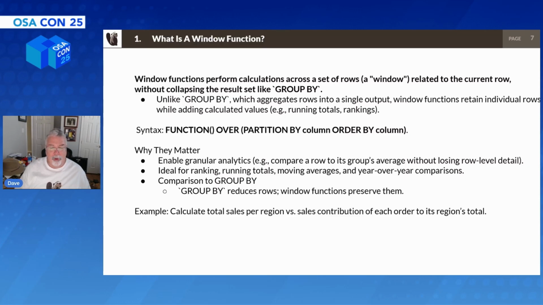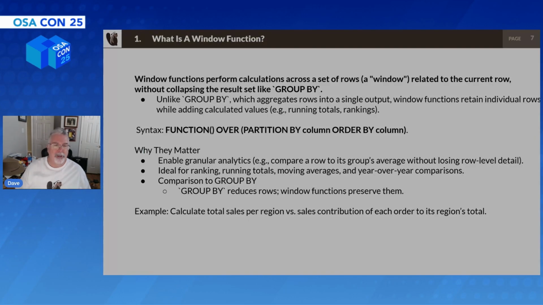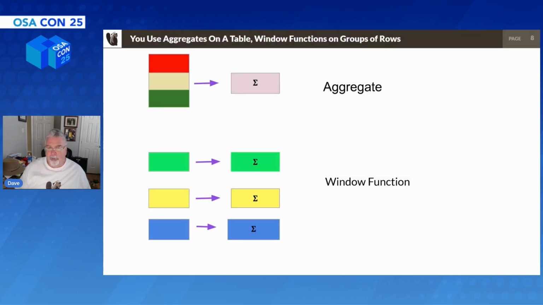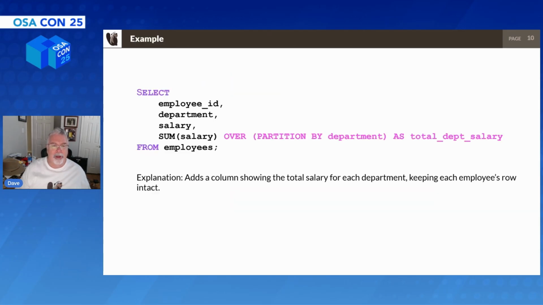Example: calculate the total sales per region versus calculating the sales contribution of each order to a region's total. It's a lot more fine-tuned. Visual representation: if you're using an aggregate function in SQL, you're going to have all these things grouped by and get a sum of all these. With a window function, you're going to get a sum of the green, a sum of the lemon, and a sum of the periwinkle. So it gives you, once again, that insight that helps.